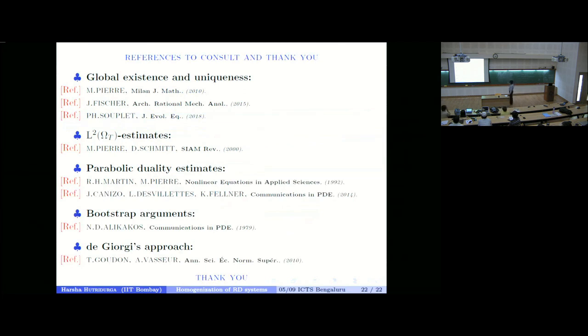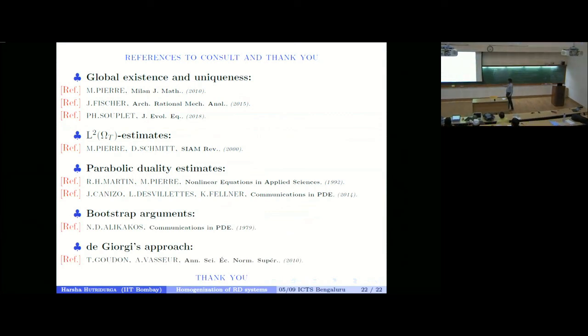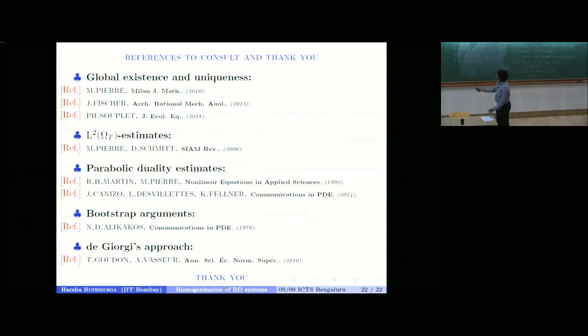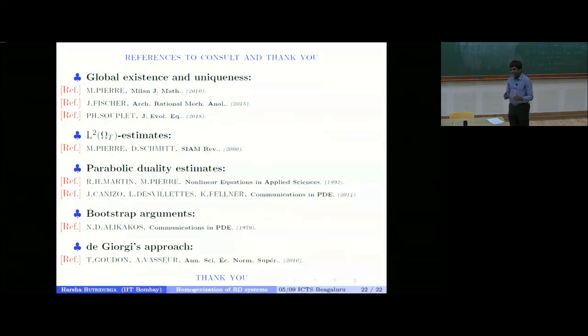We will post this paper very soon, maybe next week, and these are some of the references. And I welcome you to read works of Michel Pierre. There is vast literature. He has worked all through his career on reaction diffusion equations. For example, you should read this if you want to understand how this parabolic duality argument works. And this neat trick of getting that mu just by multiplying and dividing by u1 plus u3 was done by these people, Canizo, Laurent Desvillettes, and Klemens Fellner.